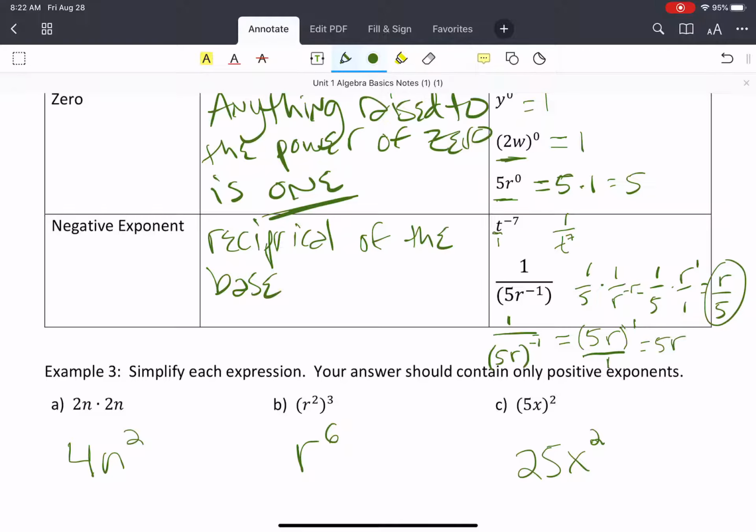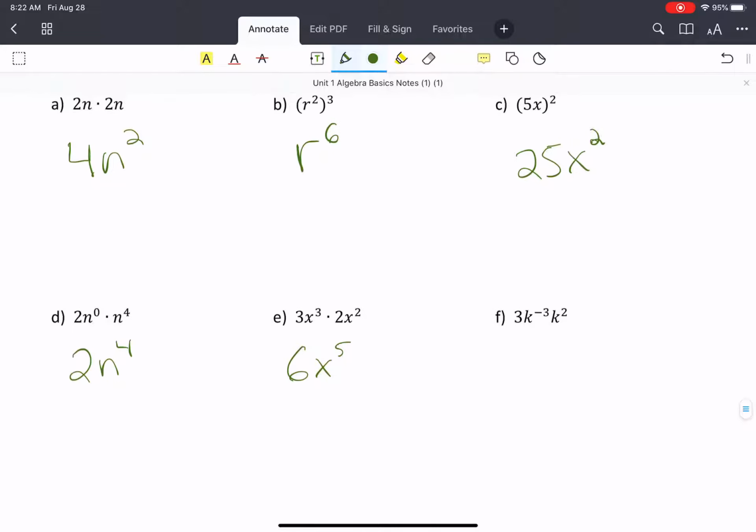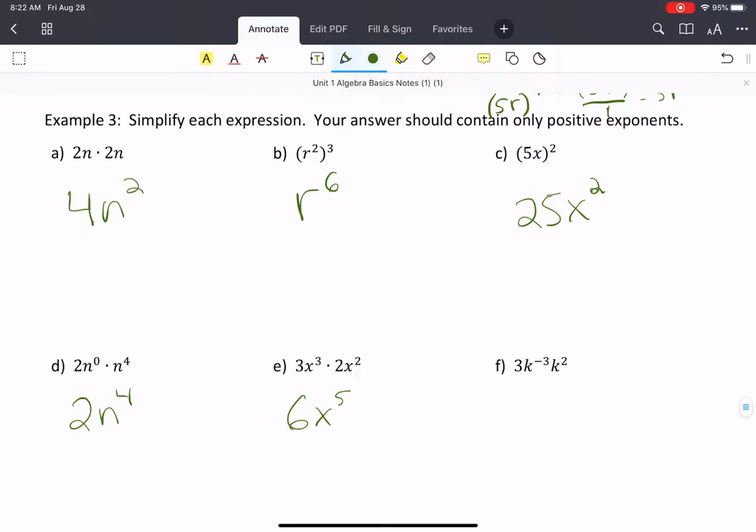This one's a little trickier, so I'm going to try a couple with you. How are we doing? Okay, so first let's look at this one. How do I know when I'm done on these problems? Two things are happening: there's nothing else to combine, and all the exponents are positive.